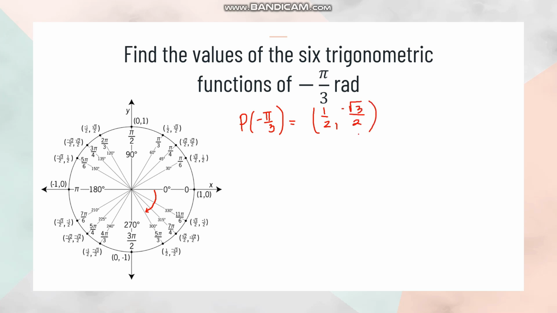So again, we'll do the same thing. We have to solve for the trigonometric ratios. Let's start with the sine of negative pi over 3. To get the sine, that will be equal to the y coordinate of the point. So that is equal to negative square root of 3 over 2. So this is now the sine of our given angle. For the cosine of negative pi over 3, that is equal to the x coordinate, which is 1/2.